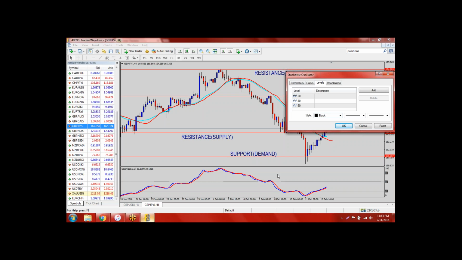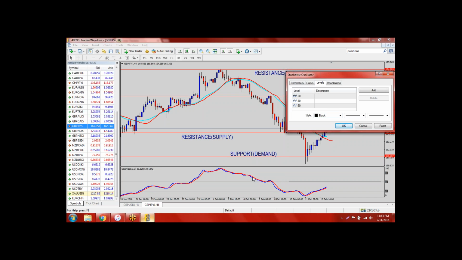The 80% level, I consider that resistance. 50% I consider resistance, and 20% I consider support. It also depends on what price has been doing. Everybody knows that what comes up must come down, and what comes down must come up. Price will never go straight up, and price will never go straight down.